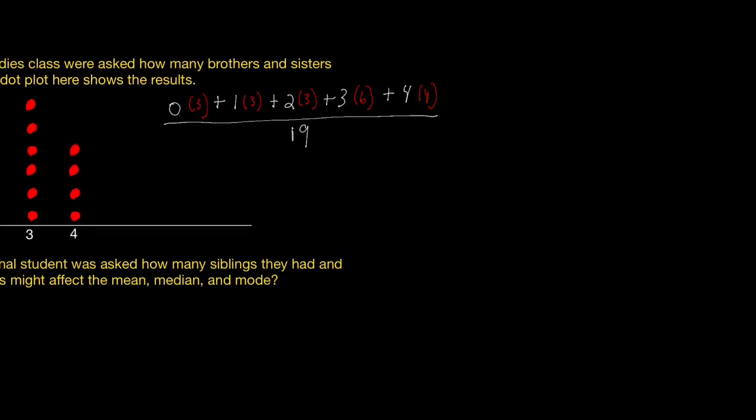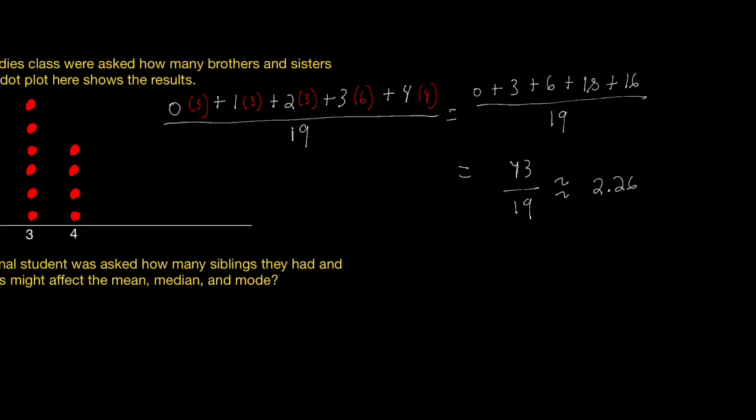Let's go ahead and compute this. So we get 0, because 0 times 3 is 0, plus 1 times 3, which is 3, plus 2 times 3, that's 6, 3 times 6, that's 18, and 4 times 4 is 16. We're going to divide that by 19. So now let's add all of these terms in the numerator together, and I'm going to get a total of 43. So I'm going to get 43 over 19, and if I input this in my calculator, 43 over 19 is approximately 2.26. So there we have our mean.